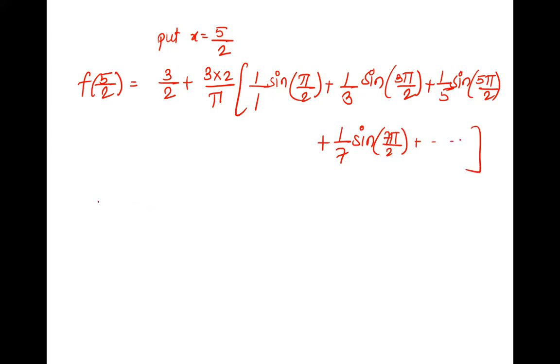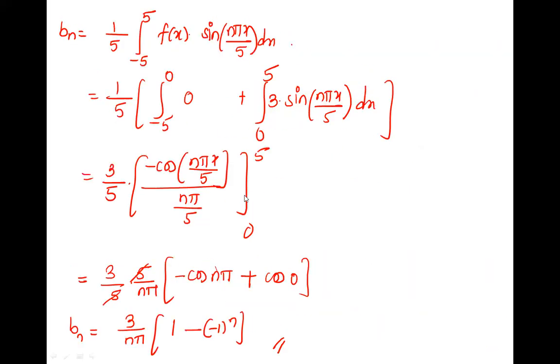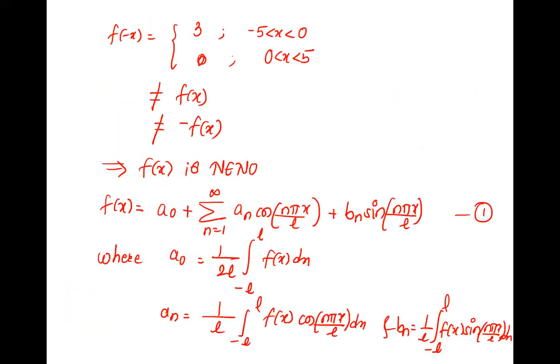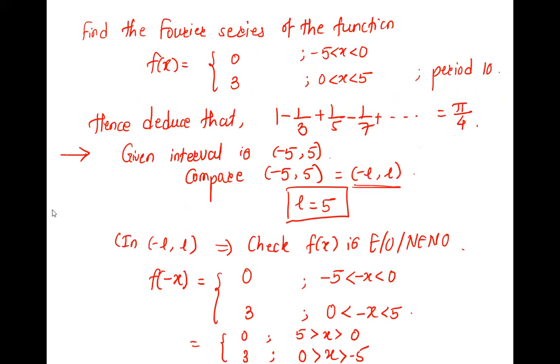So before that we need f of 5 by 2. We'll find that f of 5 by 2. We'll go to the function. 5 by 2 is how much? 5 by 2 is what? 2.5. 2.5, right? So in which interval is the value 2.5? Will it come in this one? -5 to 0 means all negative values. 2.5 will come somewhere in 0 to 5.